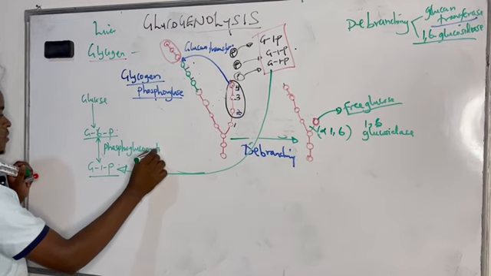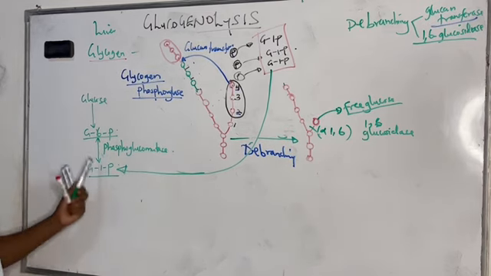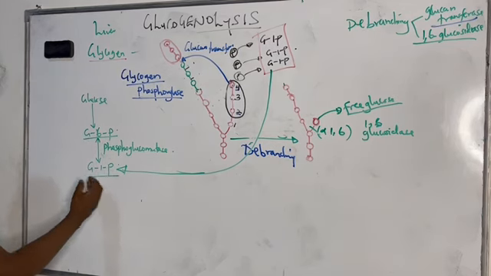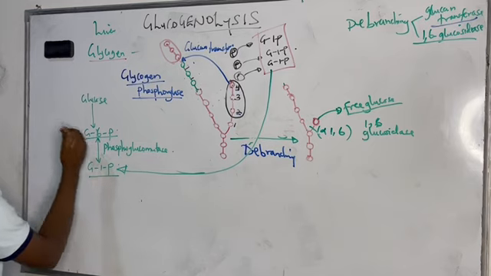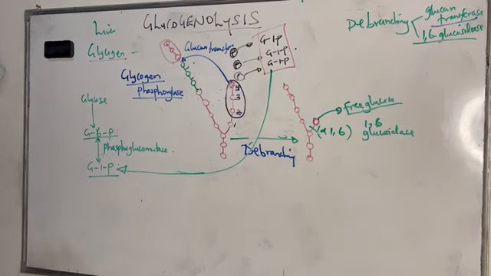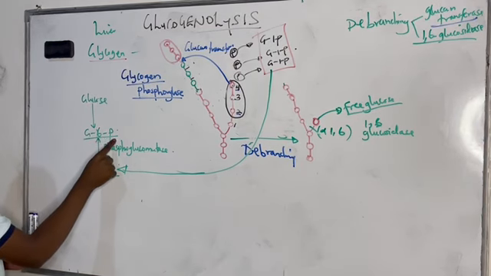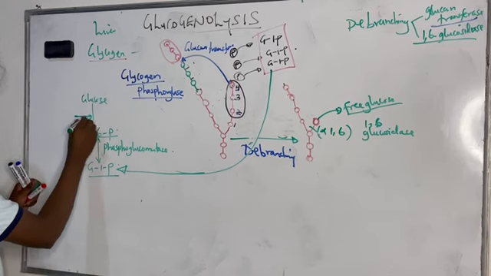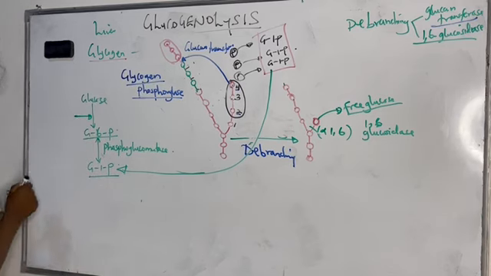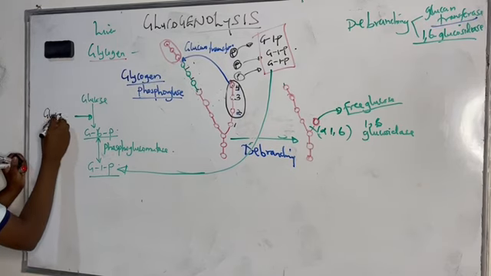Phosphoglucomutase. This being an isomerization reaction, it is reversible. So the same enzyme converts glucose 1-phosphate to glucose 6-phosphate by the phosphoglucomutase enzyme. And this glucose 6-phosphate formed needs an enzyme, and the enzyme that catalyzes this reaction is known as glucose phosphatase.